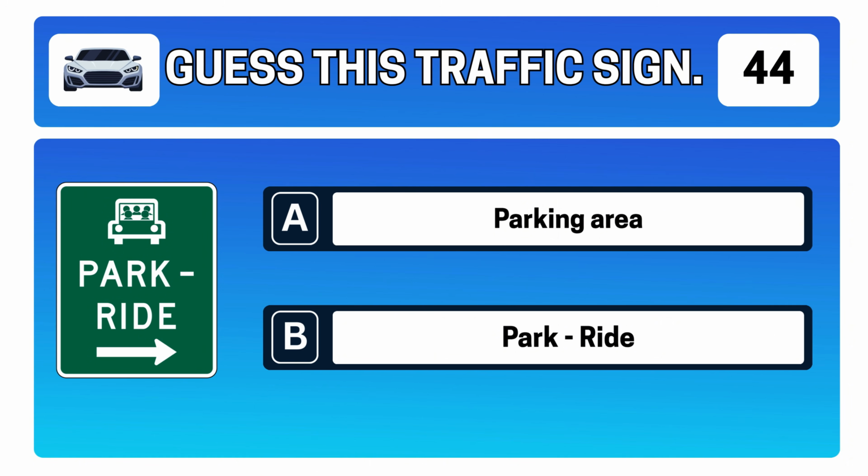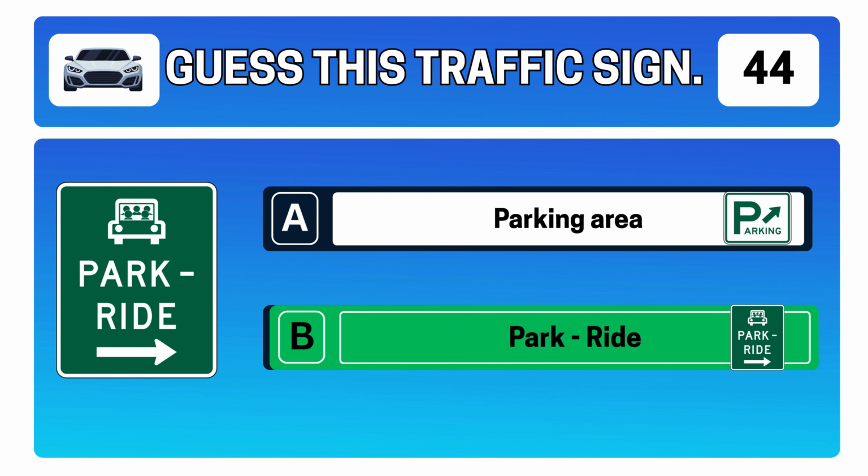Guess this road sign. A. Parking area. B. Park and ride. Perfect. It is the park and ride sign.